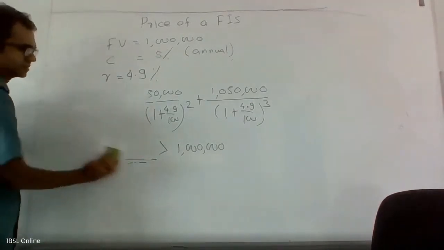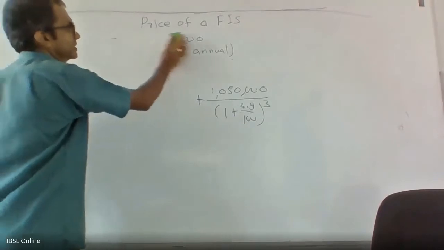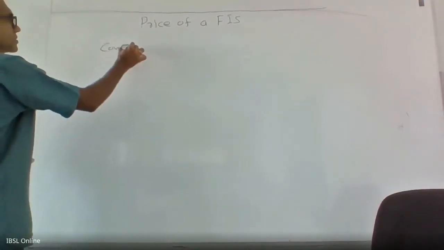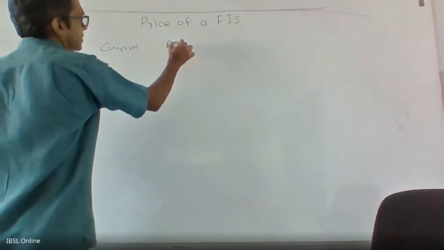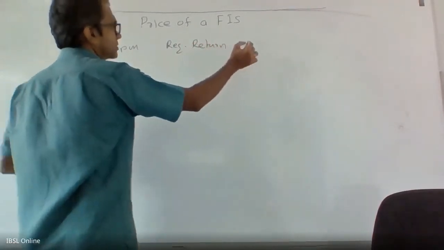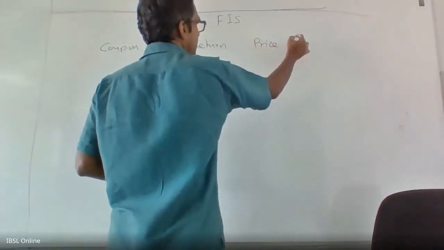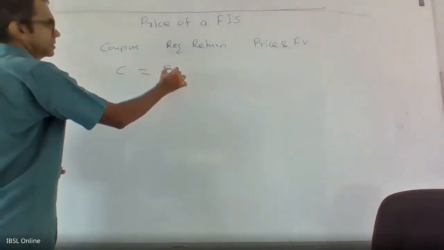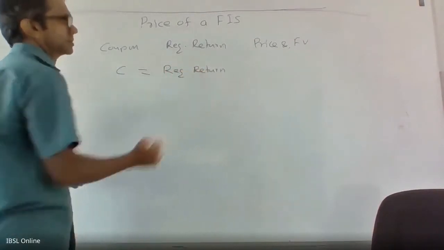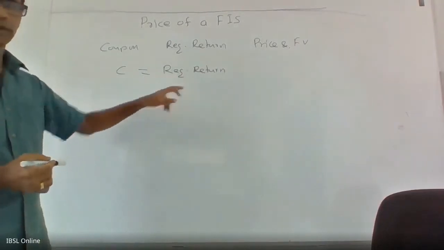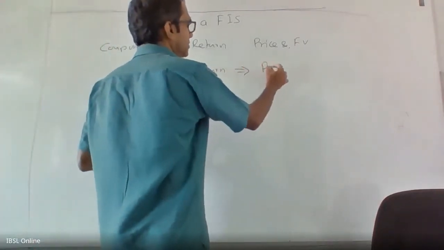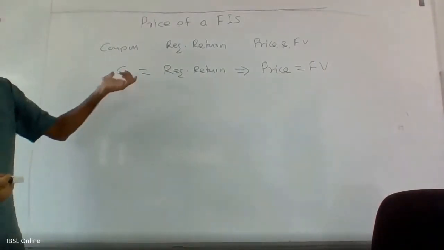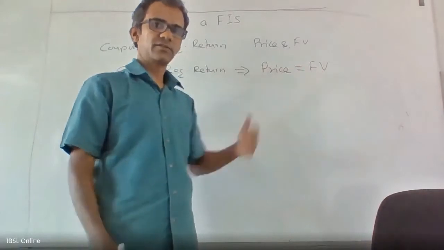Let me summarize that. This relationship is very important and you should remember it. Coupon, required return, price and face value. If the coupon rate equals the required rate of return, then price equals the face value.